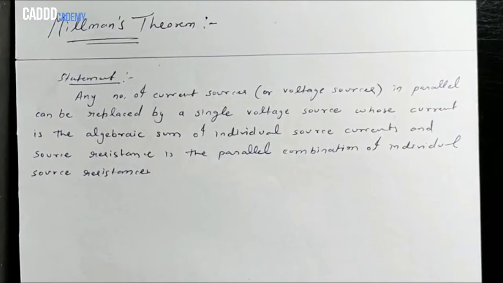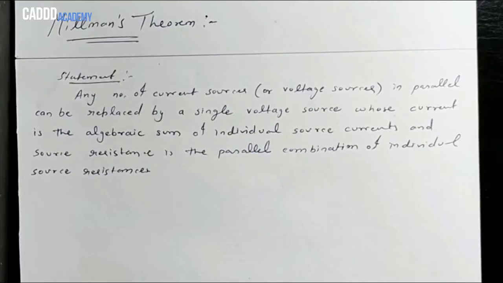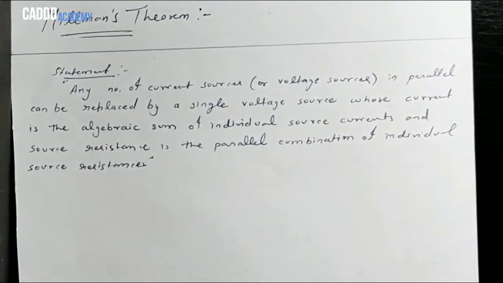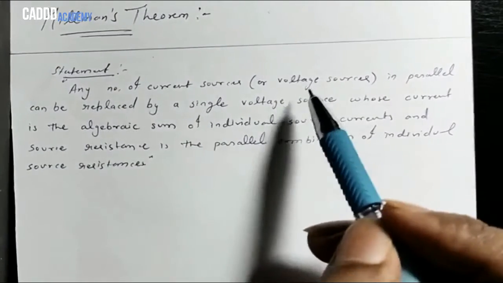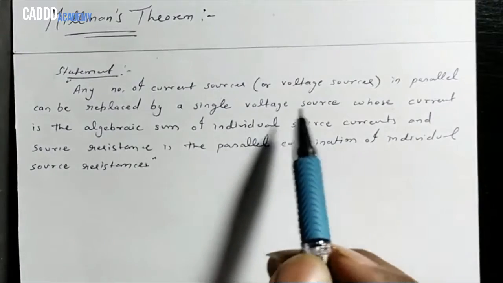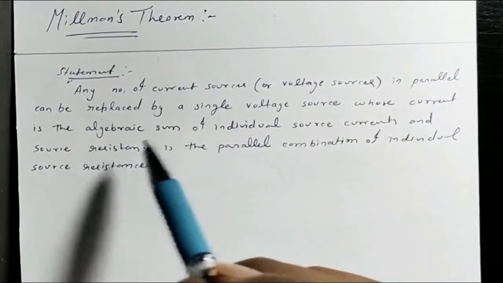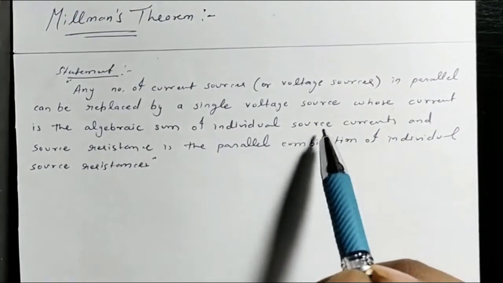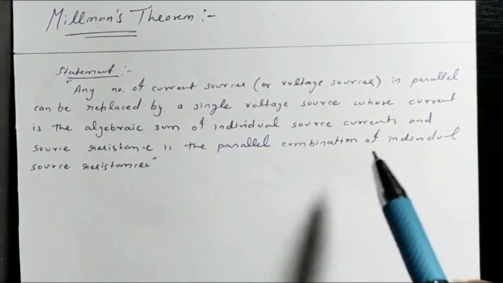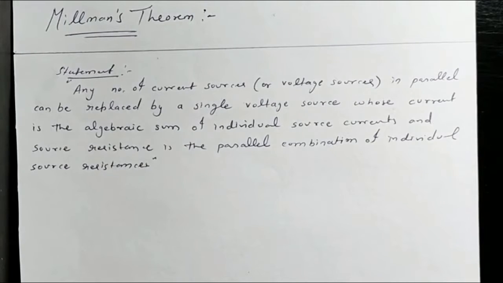In this lecture we will cover Millman's theorem. The statement for Millman's theorem is, as written here: any number of current sources or voltage sources in parallel can be replaced by a single voltage source whose current is the algebraic sum of individual source currents, and source resistance is the parallel combination of individual source resistances.